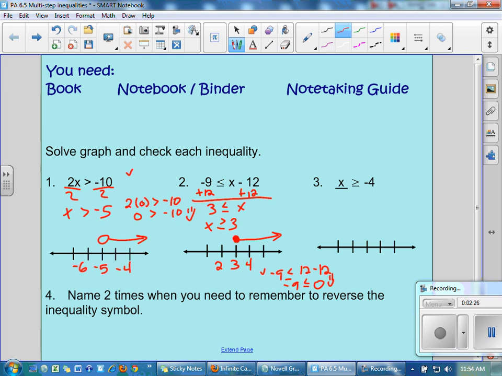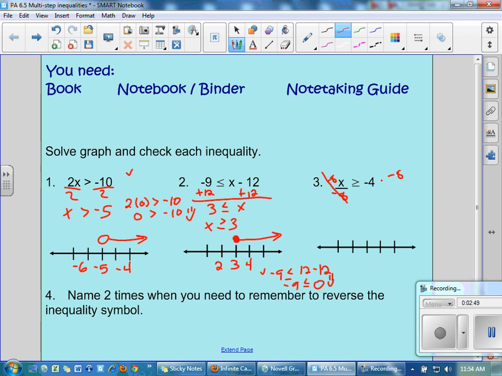Next one. Oops, looks like I forgot the little -8. Now, how do I solve this one? My first step should be what? She just said it. Why did I call on you, though? Because you're talking to AJ. Okay, multiply by -8.